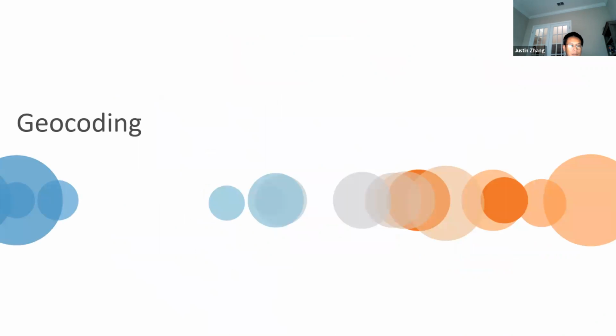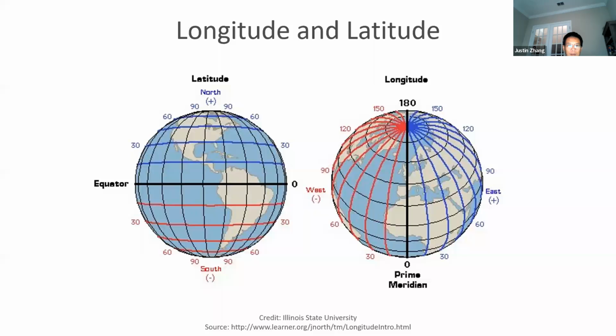Okay, let's talk a little bit about geocoding. Geocoding is a useful mechanism to draw the map by highlighting the longitude and the latitude. It's a process of taking an address and converting it into a latitude and a longitude.